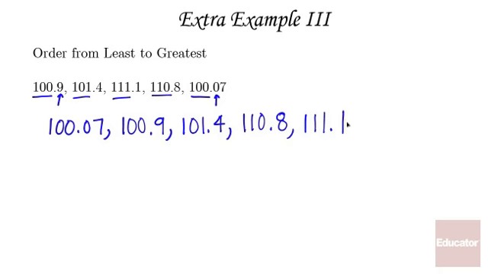Okay, let's do one more example. So again, we're ordering from least to greatest. You're going to look at all of your decimal numbers. We have 5 numbers we're going to be comparing. Before you look at all the numbers, let's just look at the whole numbers. So that one has no whole number, 0, and whole numbers are all the numbers before the decimal place. So this is 0, this is 1, 0, and 1.